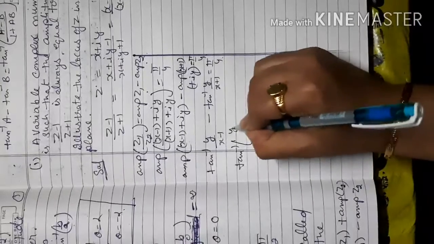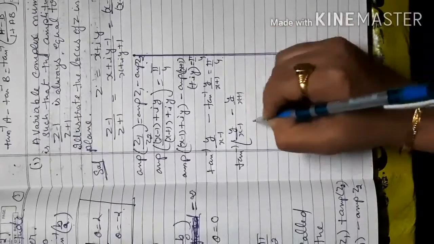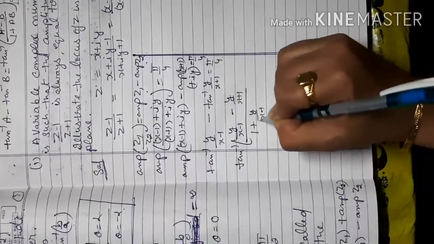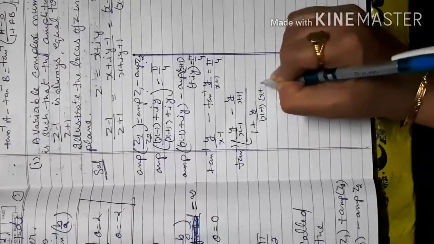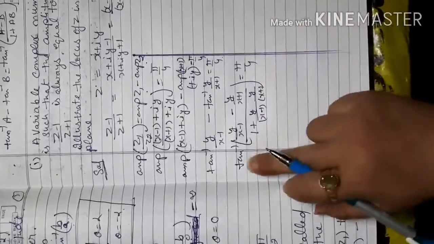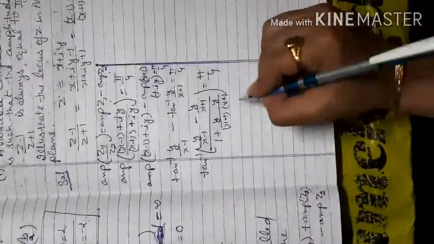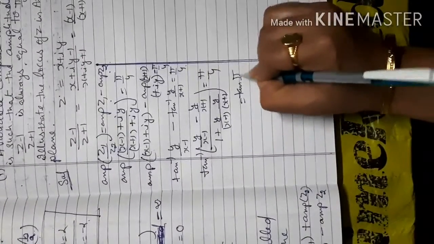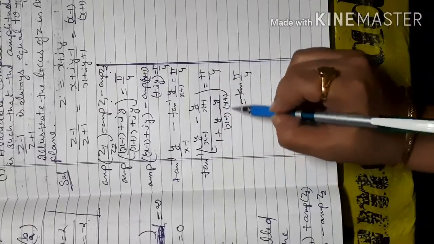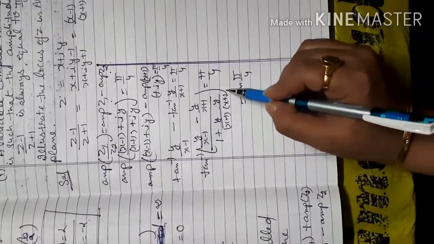So that becomes (y upon x minus 1 minus y upon x plus 1), then in the denominator 1 plus (y upon x minus 1) times (y upon x plus 1), is equal to pi by 4. When this tan inverse goes out, it changes to tan pi by 4. So that becomes tan pi by 4. And when you take the LCM here, the denominator will be the same, so I can directly remove the denominator.